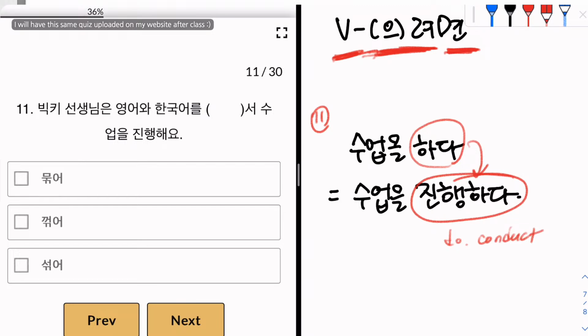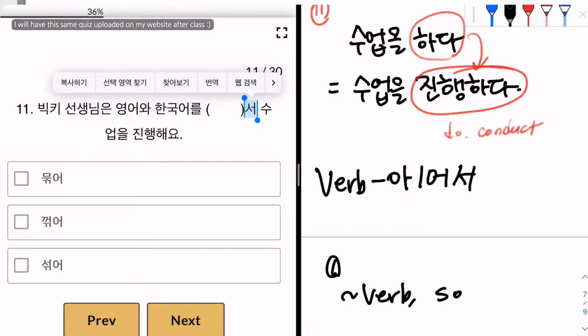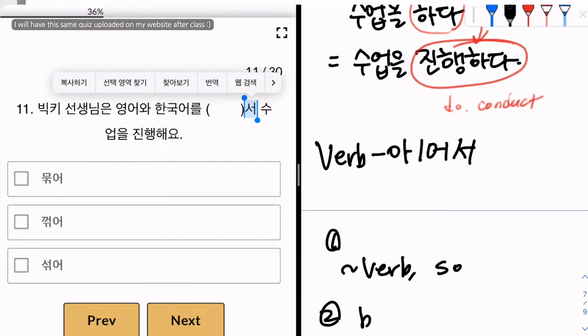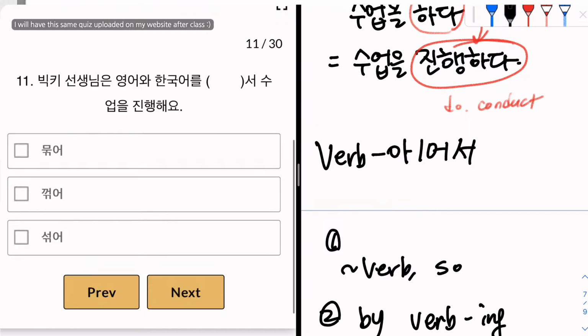And here, this verb 서, guys. I'm pretty sure you guys know verb 서 means verb so, right? It's a conjunction that means so, but it also means by doing verb. So here, the better translation would be she conducts a class by verbing English and Korean. So I mix, right? I mix 영어 and 한국어. So the verb that means mix would be, as you guys said in the chat section, 섞다. 섞다 means to mix. And 꺾다.